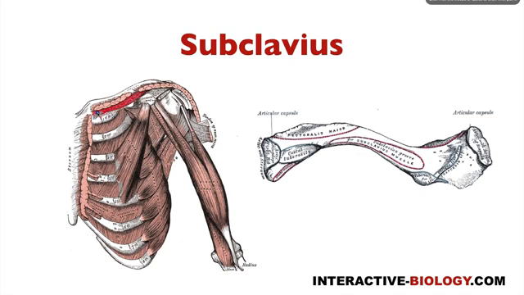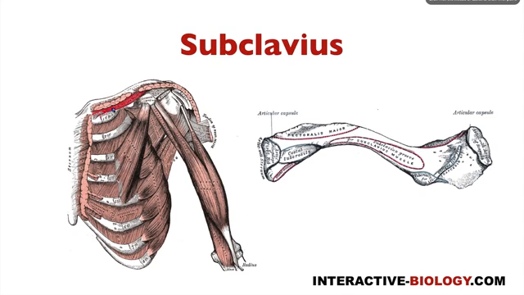And what we can see here when it comes to the origin, it's originating on the first rib right at the junction with the costal cartilage. So here we have the first rib, the costal cartilage, and right there at the junction is where we find the origin point of subclavius.